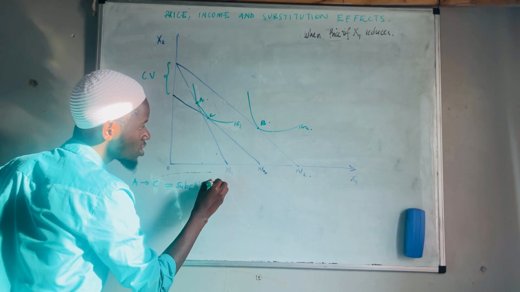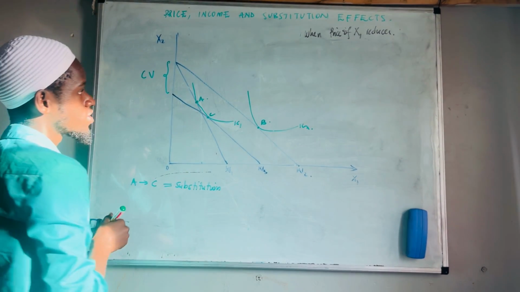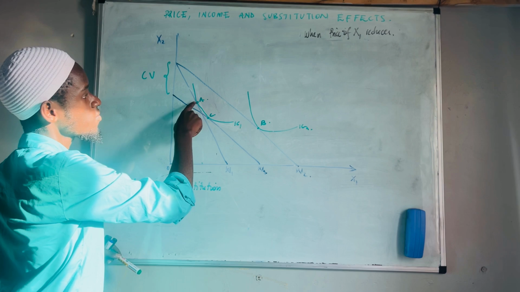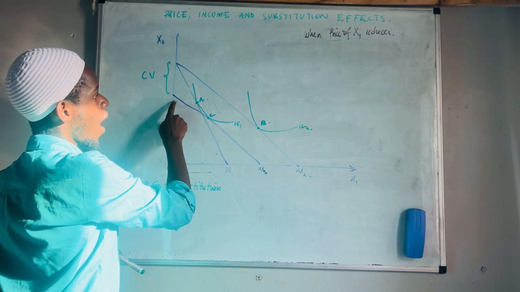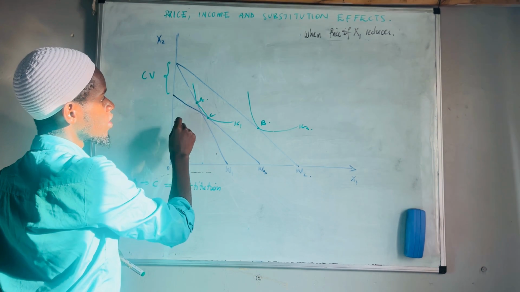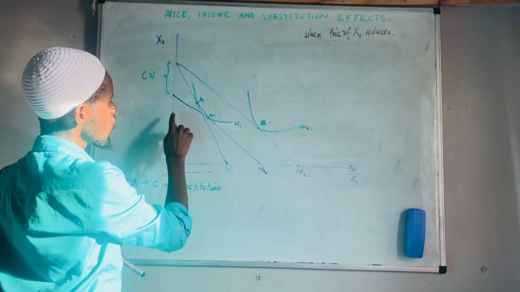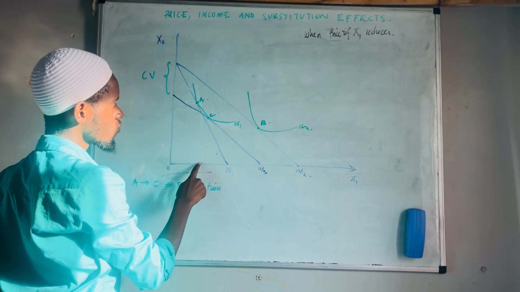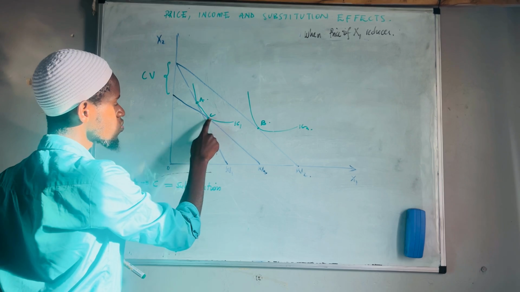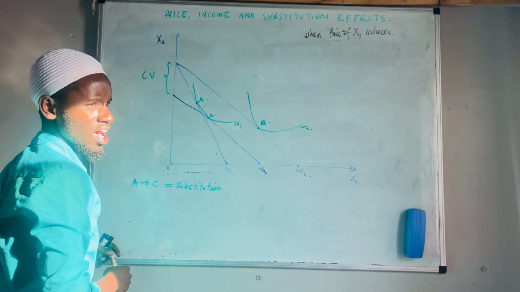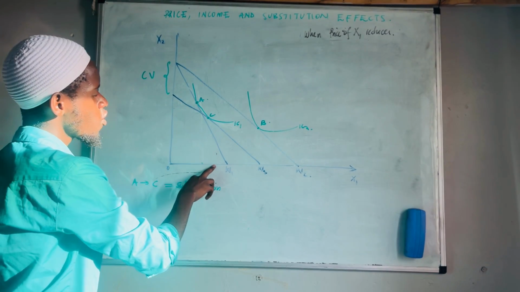And the substitution effect always happens on the same indifference curve, as you have seen: on the same indifference curve, I've come from this point A to this point C. I am reducing X2 for X1. Originally, I was consuming more of X2 and less of X1. Now here I'm consuming less of X2 for more of X1.